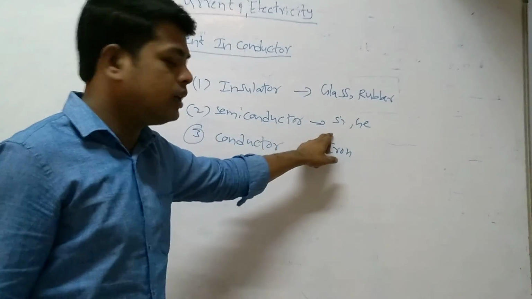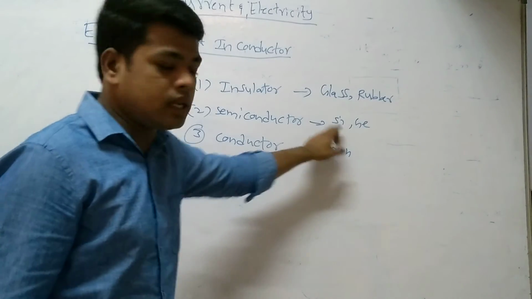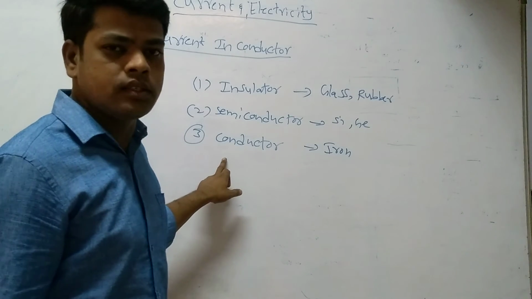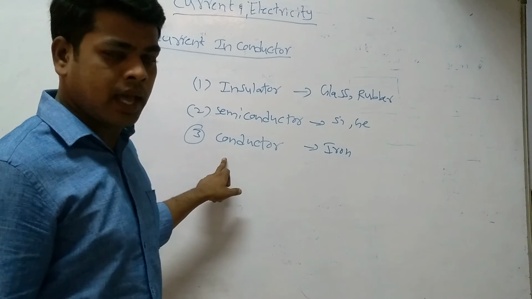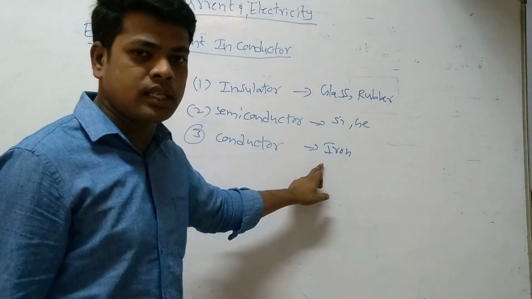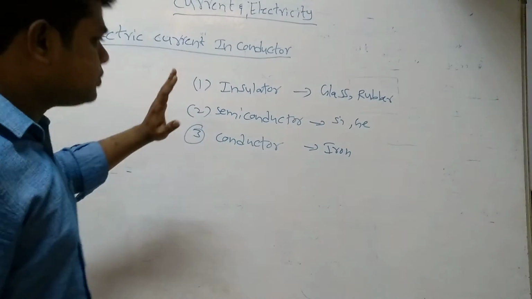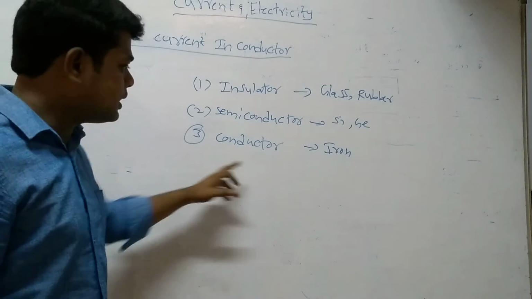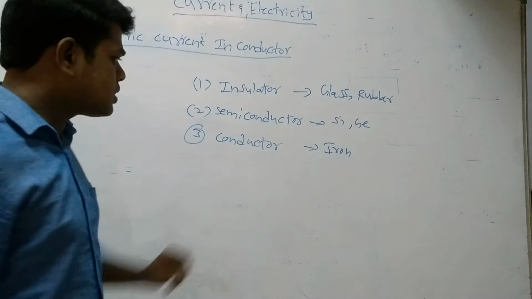Next one is the conductor. There are a number of free electrons to carry the current in a conductor. The best example is iron. So here we are observing the steady current in conductors. Conductors also have many types, for example, solid conductor and electrolyte conductor.